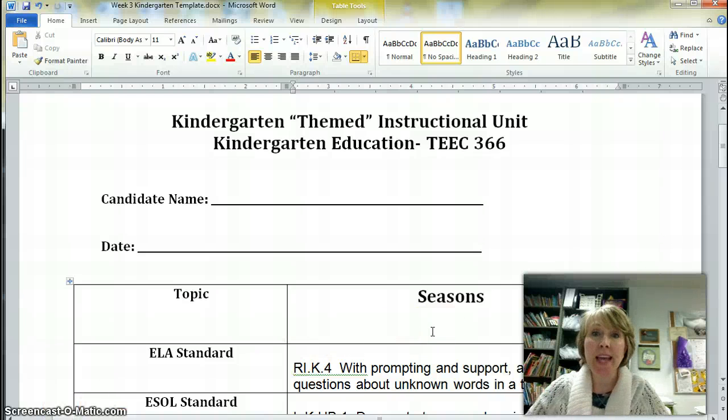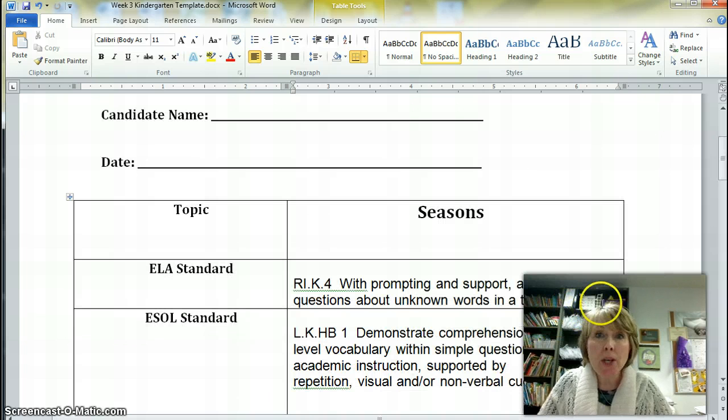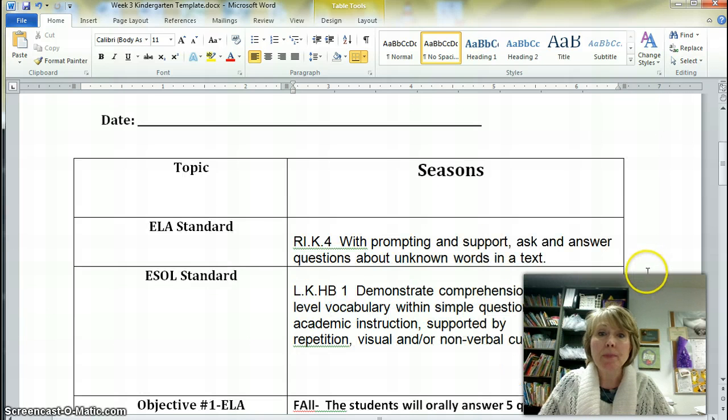Hello, this is a screencast to help explain Week 3 in Kindergarten Education's Thematic Unit assignment. I've had some questions about exactly what I might be looking for with the standards and the objectives, so I thought I would create a sample for you to view. I chose the topic seasons.